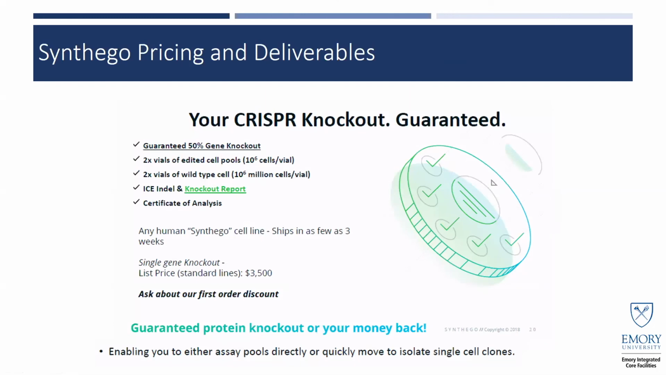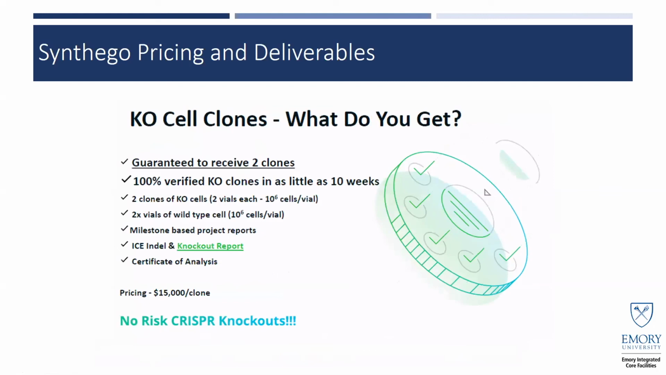So what do you get from them? Knockout cell pools. They can deliver a knockout cell pool, which is just 2 vials of edited cells. They can ship those in as little as 3 weeks, because they're very fast and automated, at a cost that is now down to $2,500. So very, very cheap and effective. If you want to make that a clone, though, that price goes up to now $12,500. So about $10,000 more to make a clone with Synthego.